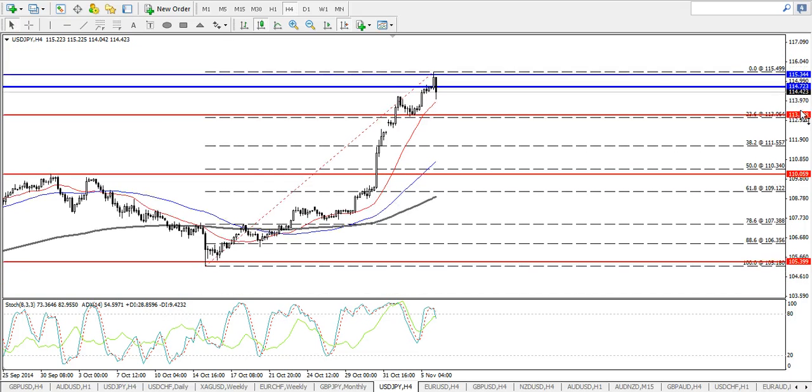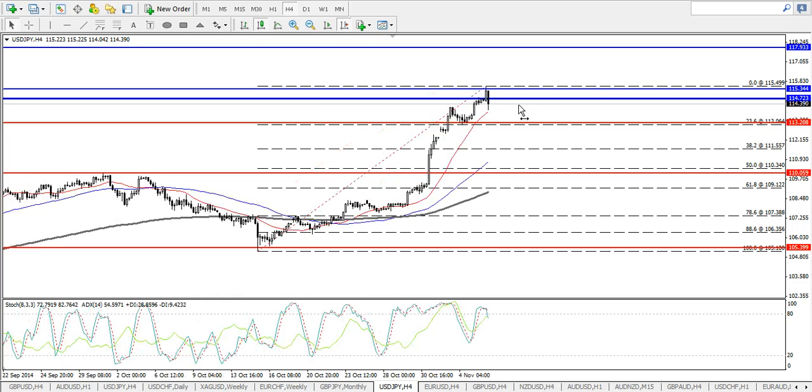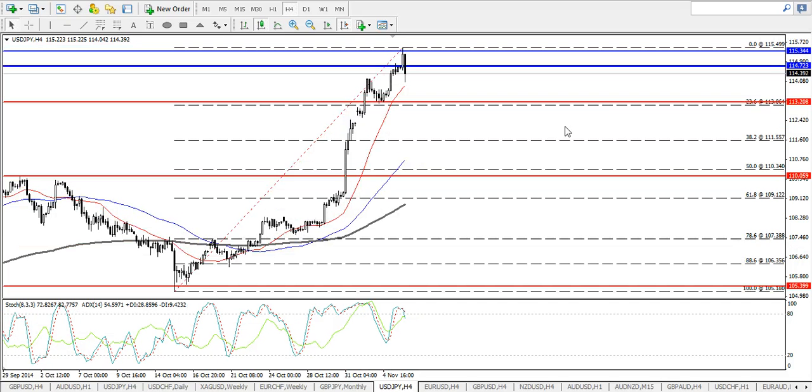Alright, and of course if price were to appreciate further, then the first level we shall look at is 117.93. That is a good 200 to 300 over pips away. So that is for the dollar against the Japanese yen.